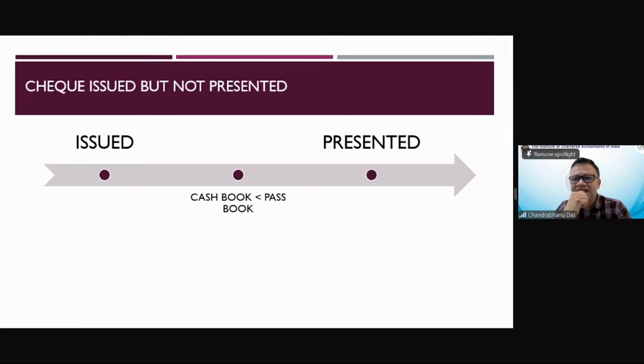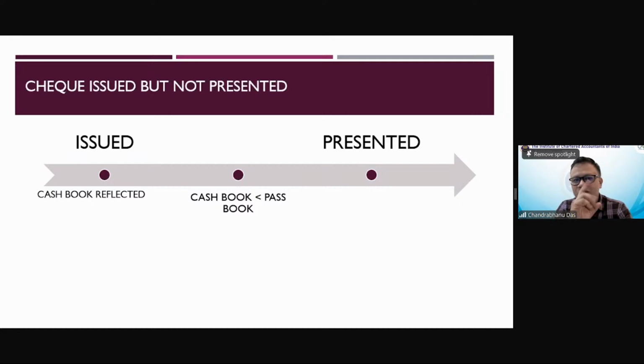So this is what I said. When you issue a check and the date it is presented, there is a time lag. Normally, when the check is issued, it is a credit for the company. So there is a time lag. So there is a withdrawal, right? And the cash book balance is always less than the passbook at that point of time, till it is presented.